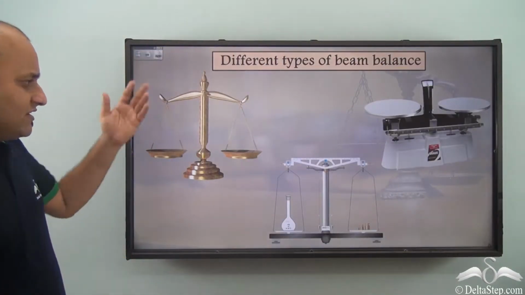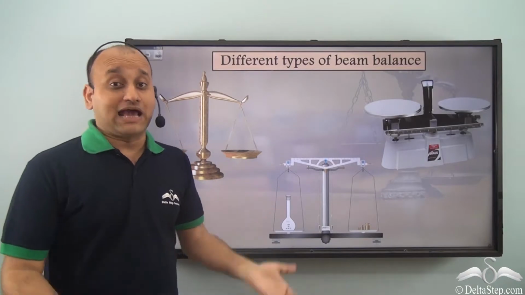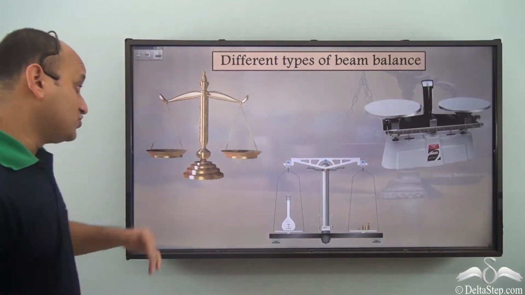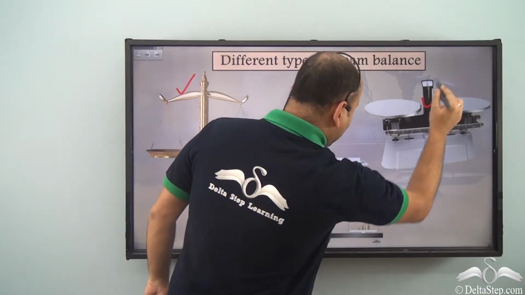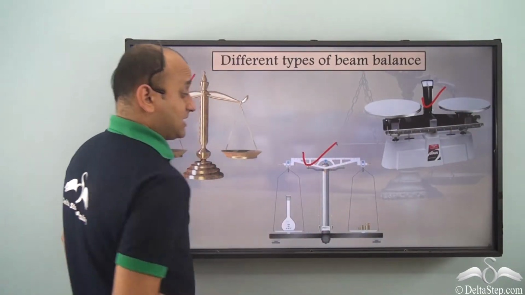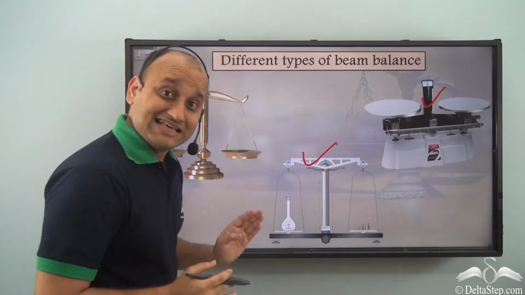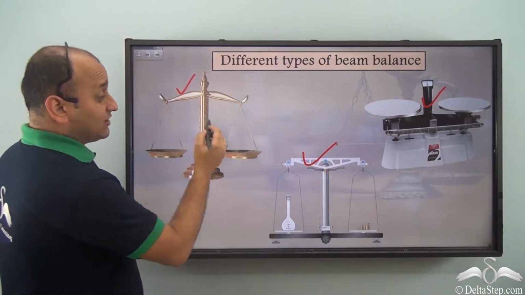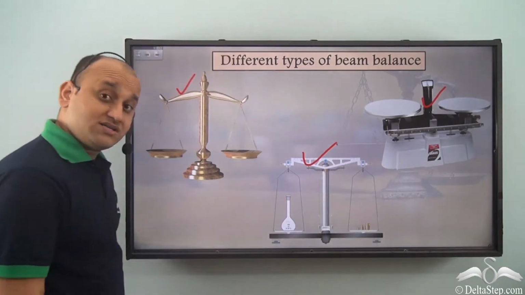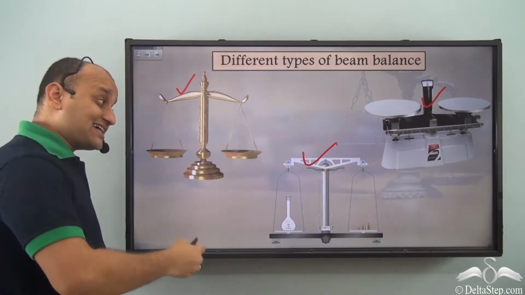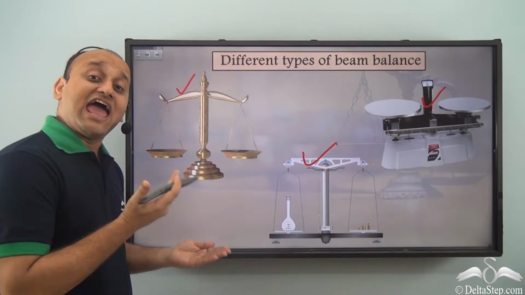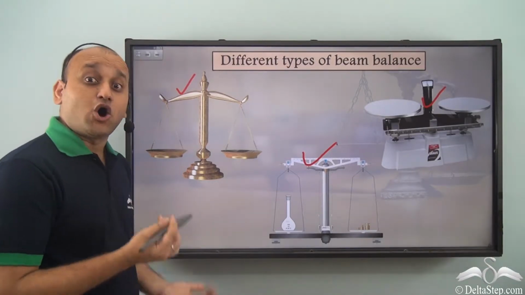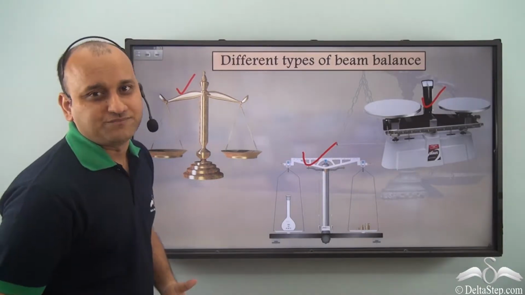Now even the beam balance can be of different types which you can see in the market. So some look like this, while others look like this or even like this. But the basic principle is the same. That is, it will always bend towards the heavier side, and that's why we can use a beam balance to compare the heaviness of two objects or measure the weight of an object.